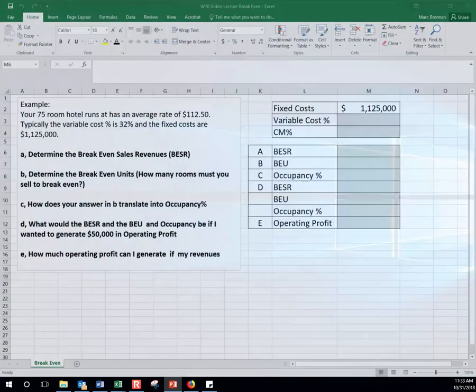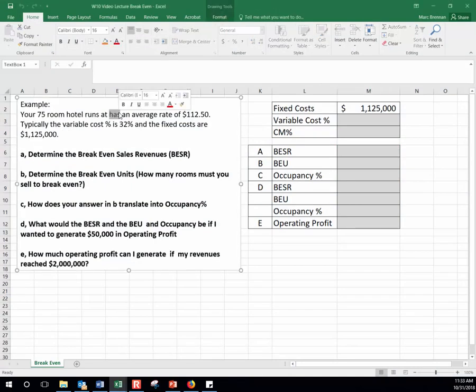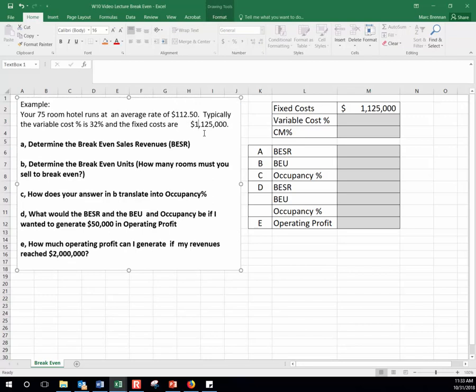Your 75-room hotel runs at an average rate of $112.50. Typically, the variable cost percentage is 32%, and the fixed costs are $1.1 million. So we have our fixed costs. Variable cost percentage, we have it here because it's given, 32%. If it wasn't given, you'd have to divide your variable costs by your revenues, if you have that.